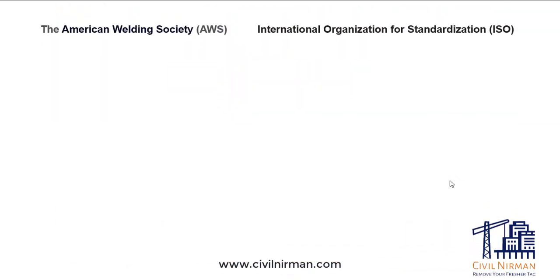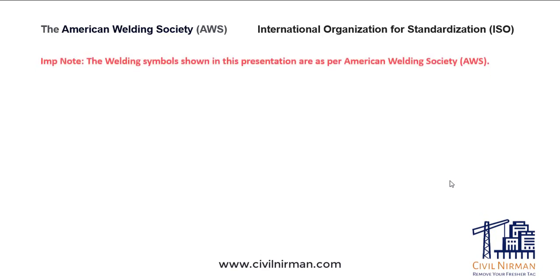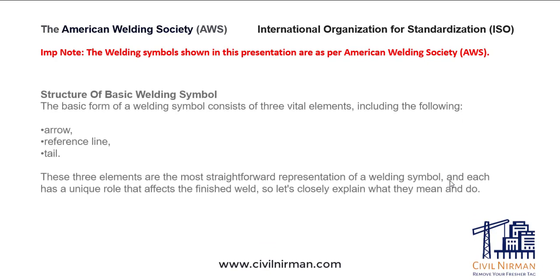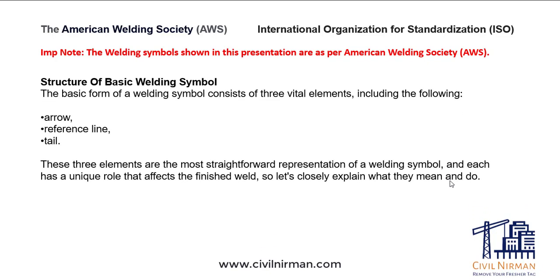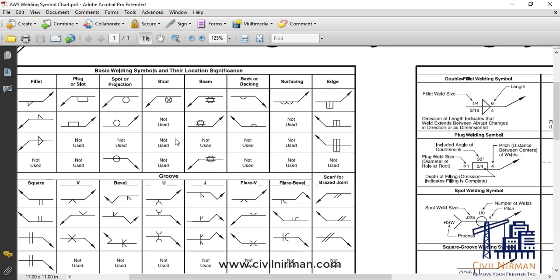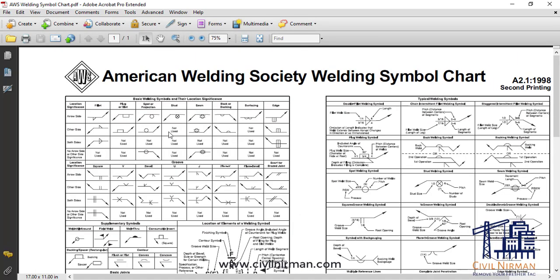So basically, in the standard methods, we have two ways to standardize these welding symbols. The first one is the American Welding Society, that is represented as AWS, and another one is the International Organization for Standardization, that is ISO. Here in our topic, we are representing the welding symbols based on the American Welding Society. So let's just understand. For your understanding, I have downloaded this particular basic chart from the website of the American Welding Society. You can download this from the website too.